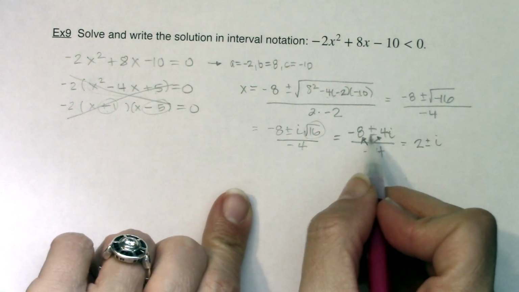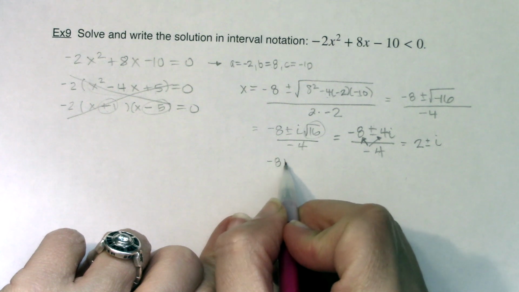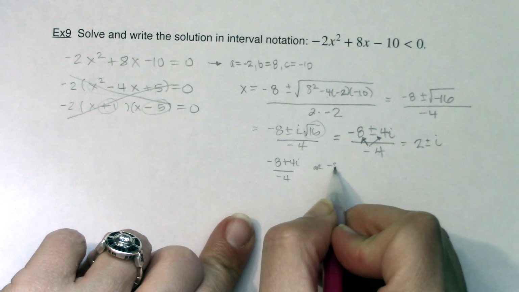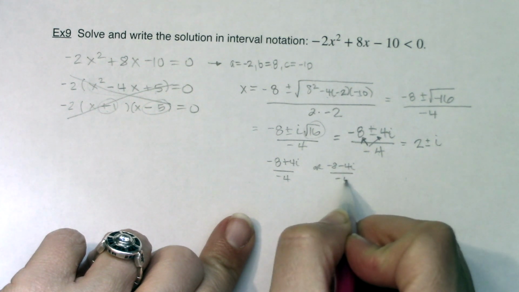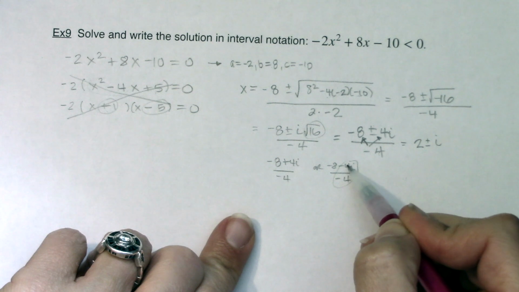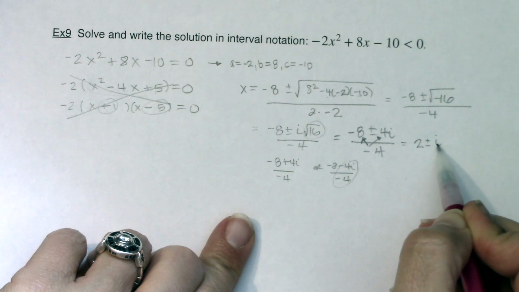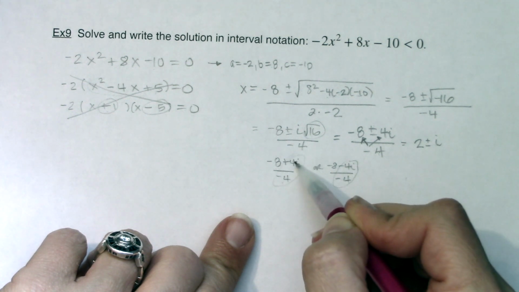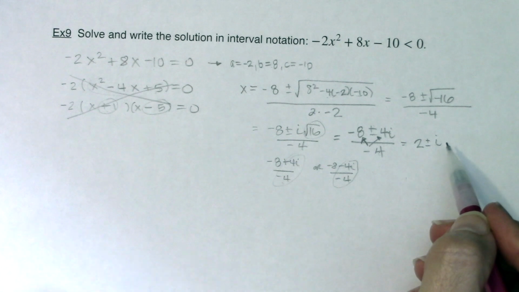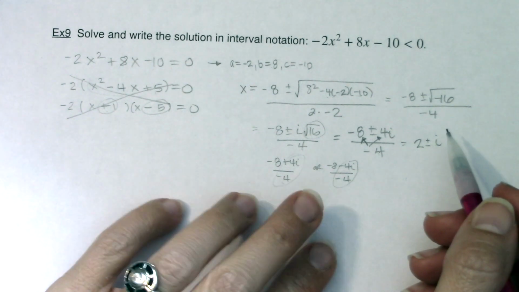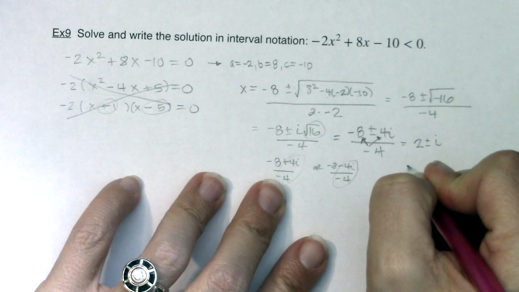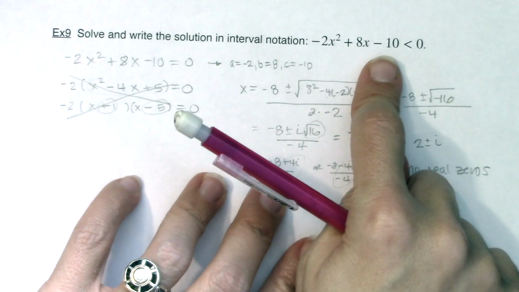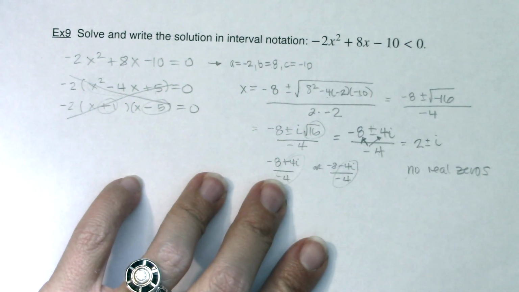The reason being, if I broke this up, I ultimately have -8 plus 4i over -4, and then I have -8 minus 4i over -4. You can see this ratio here, -4i over -4 is positive i, and positive 4i over -4 is negative i. So the plus or minus survives. And really, the headline here is that there are no real zeros.